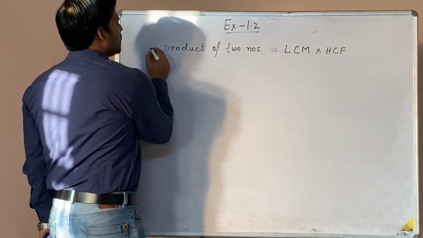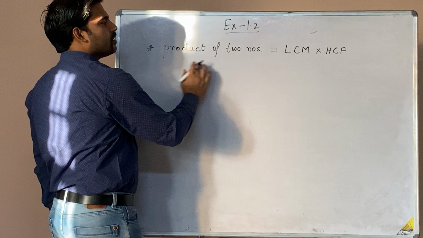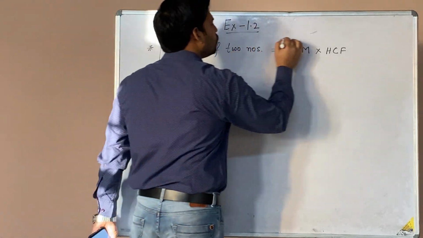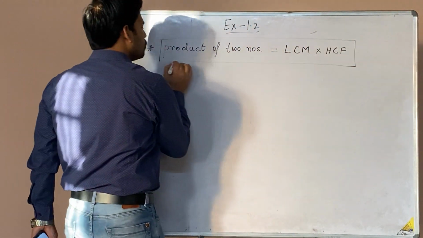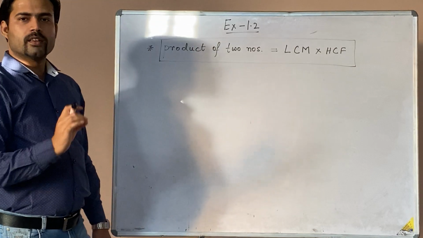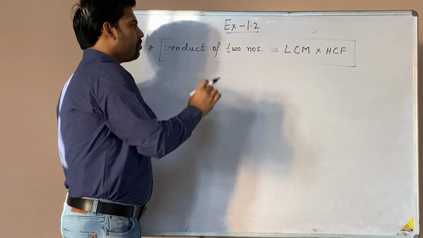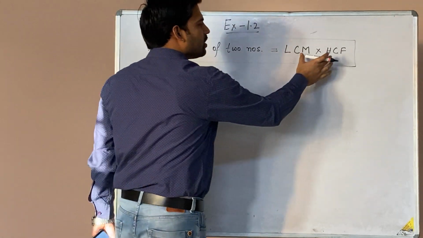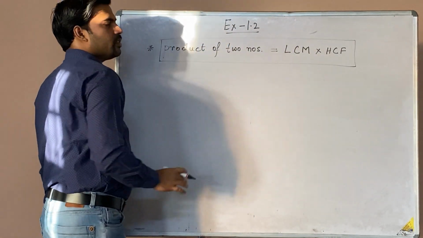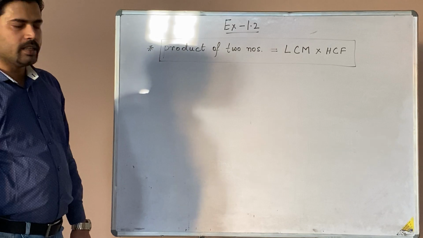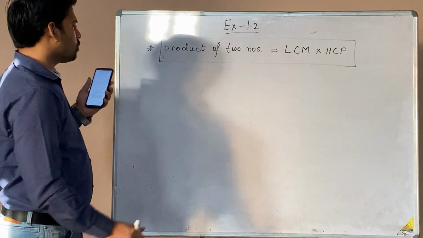And kindly mind that this particular theorem is applicable for two numbers only, not more than two. So if two numbers are given, and you calculate their HCF and their LCM, the product of HCF and LCM is nothing but the product of the two numbers. Clear? So based on this, we will do question number 2.